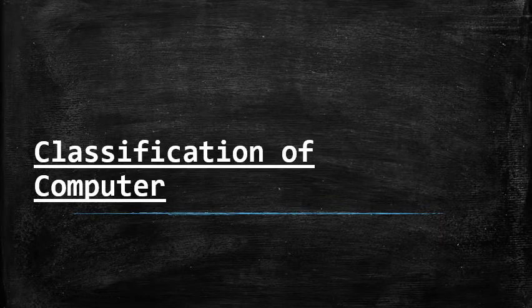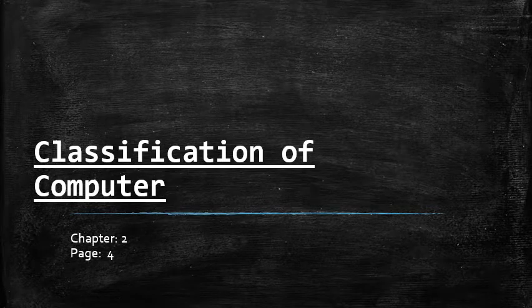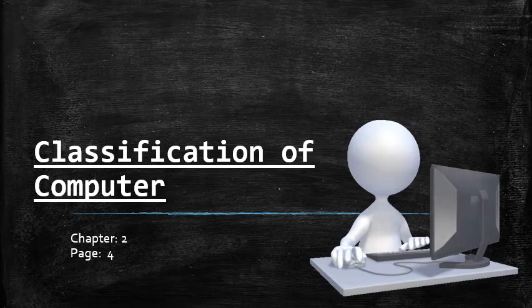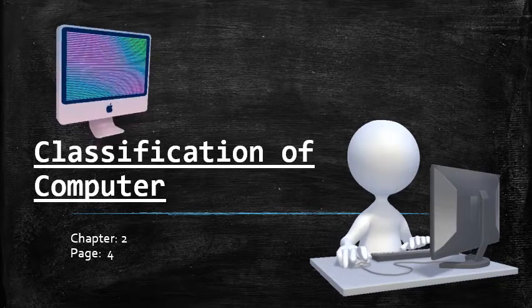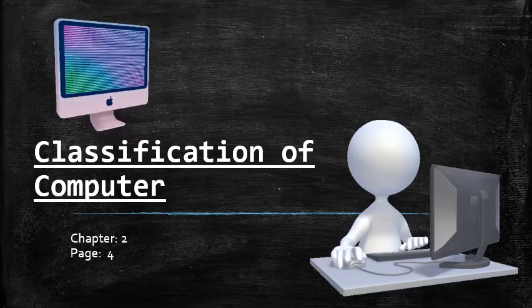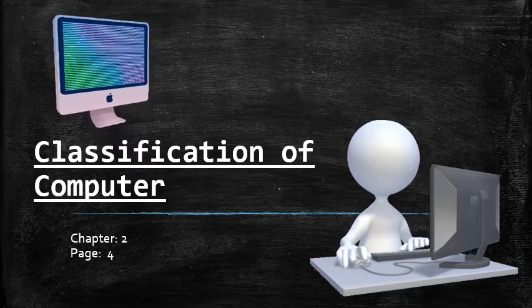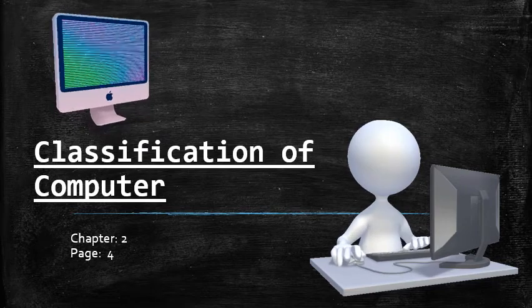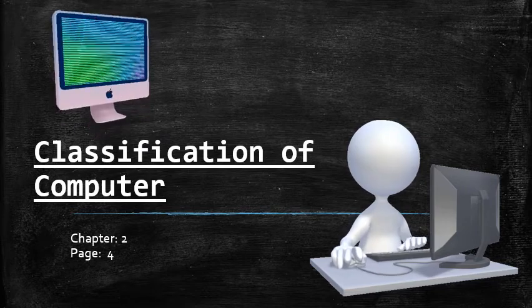We started in the last class our chapter number 2, that was the classification of computers. The classification of computers is your second chapter and it is on page number 4. In this chapter we have learned some of the groups or types of computers according to their size. What kind of things we have learned and what kind of things we are going to learn, just have a look.